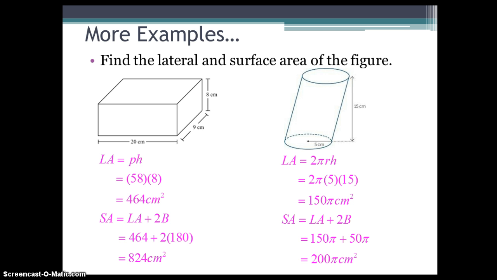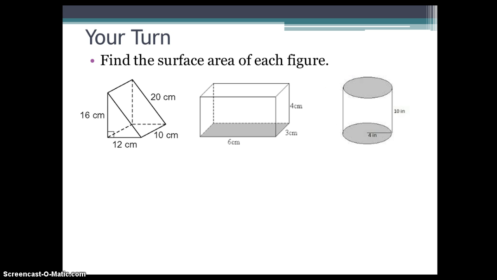And for surface area, we're going to take that lateral area, so it's like the wrapper of our can, and we're going to add 2 times the area of the bases. Well, area of the base is pi r squared, so r squared is 25. So the area of our base is 25 pi, and twice that is 50 pi. So we add 150 pi plus 50 pi, and we get 200 pi centimeters squared for the surface area of our cylinder. Find the surface areas of each of these figures, pause the video, and see if you can get the right answers.